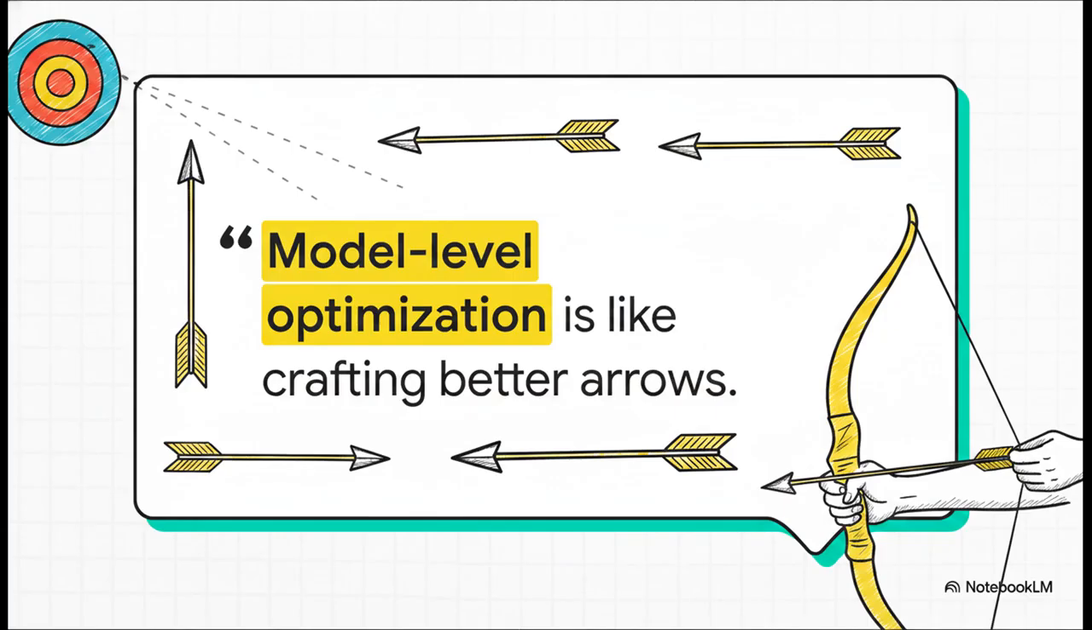Basically, model-level optimization is like crafting better arrows. Hardware-level optimization is like training a stronger and better archer. And service-level optimization? That's like refining the entire shooting process from start to finish. We're going to explore how to craft those better arrows and refine that shooting process today. But first, we need to know how to measure our aim.